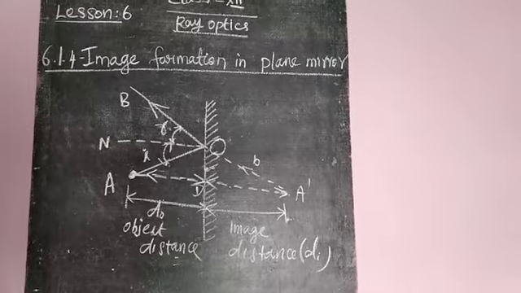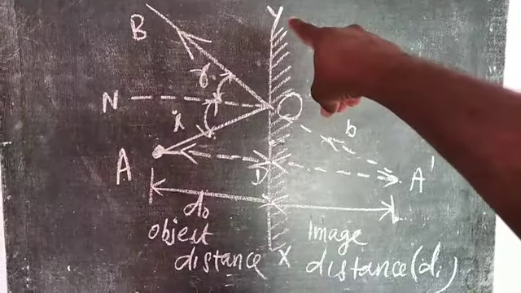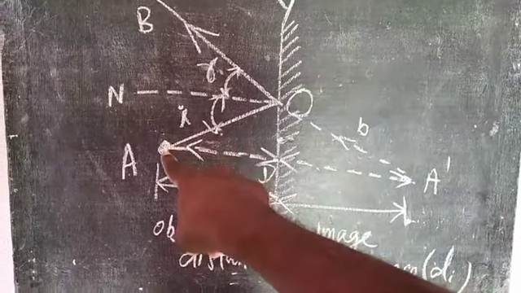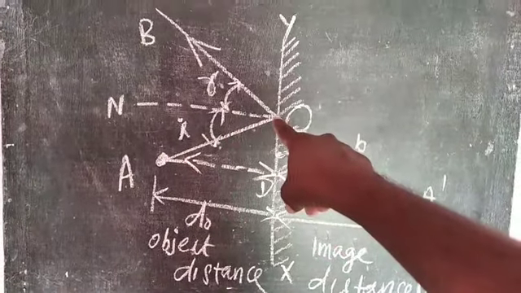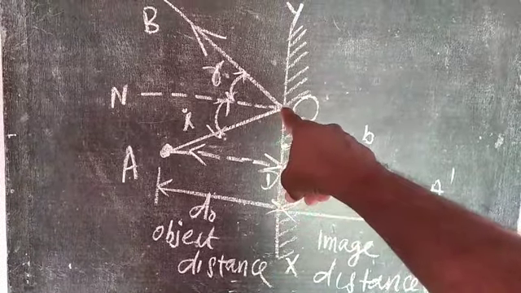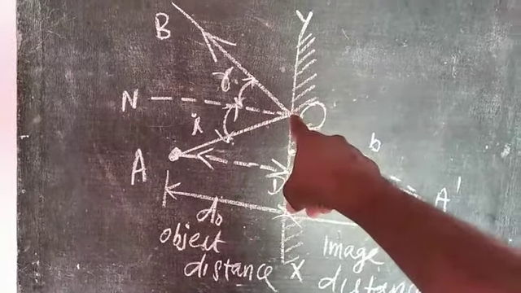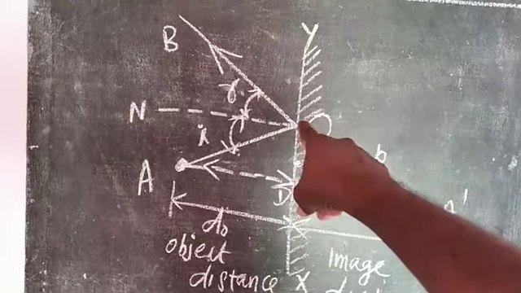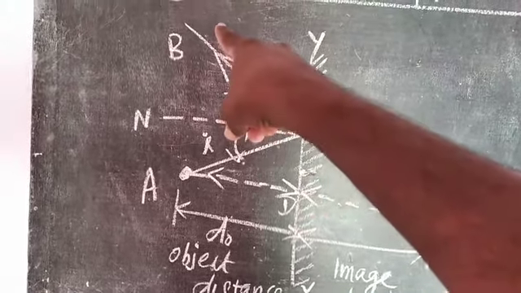So here XY is a plane mirror. An object is placed at a point A. O is the incident point on the mirror. So AO is the incident ray. Then the incident ray is reflected. It travels along OP. So OP is the reflected ray.